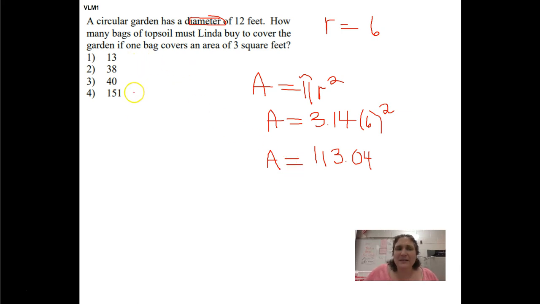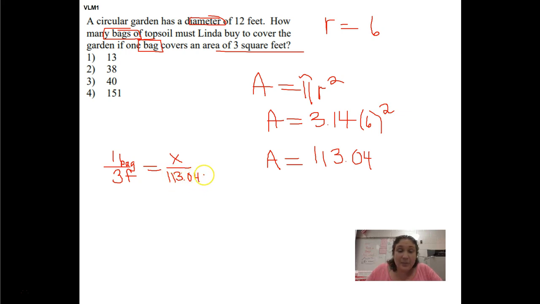But look, that's not one of these answers. So some of you might be like, oh, let me just put 151. Maybe I did something wrong. The issue is that now we have to figure out the number of bags because it's asking us how many bags of topsoil we need. So because one bag covers 3 square feet, you could either set up a proportion, which is the long way, 1 bag over 3 feet equals x over 113.04 feet.